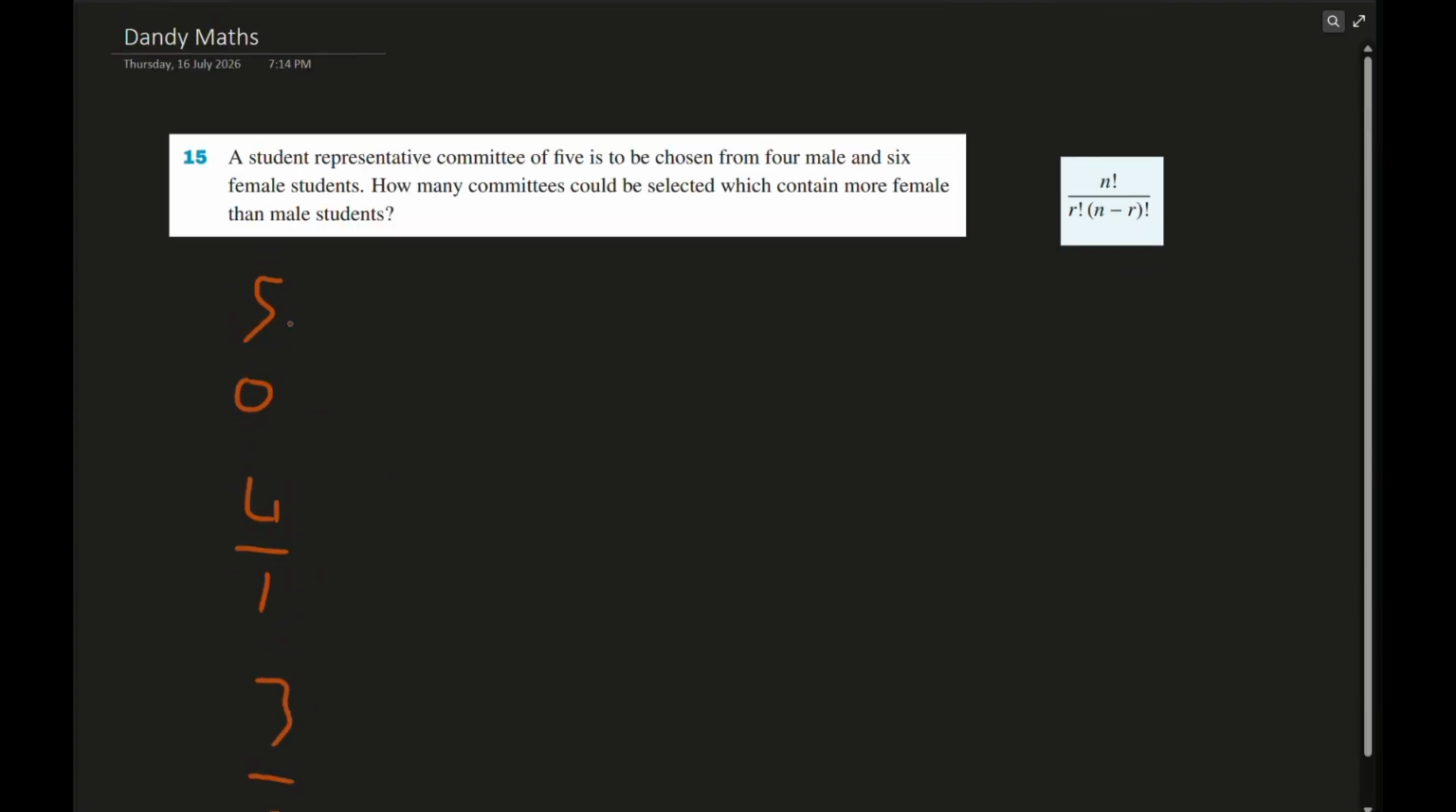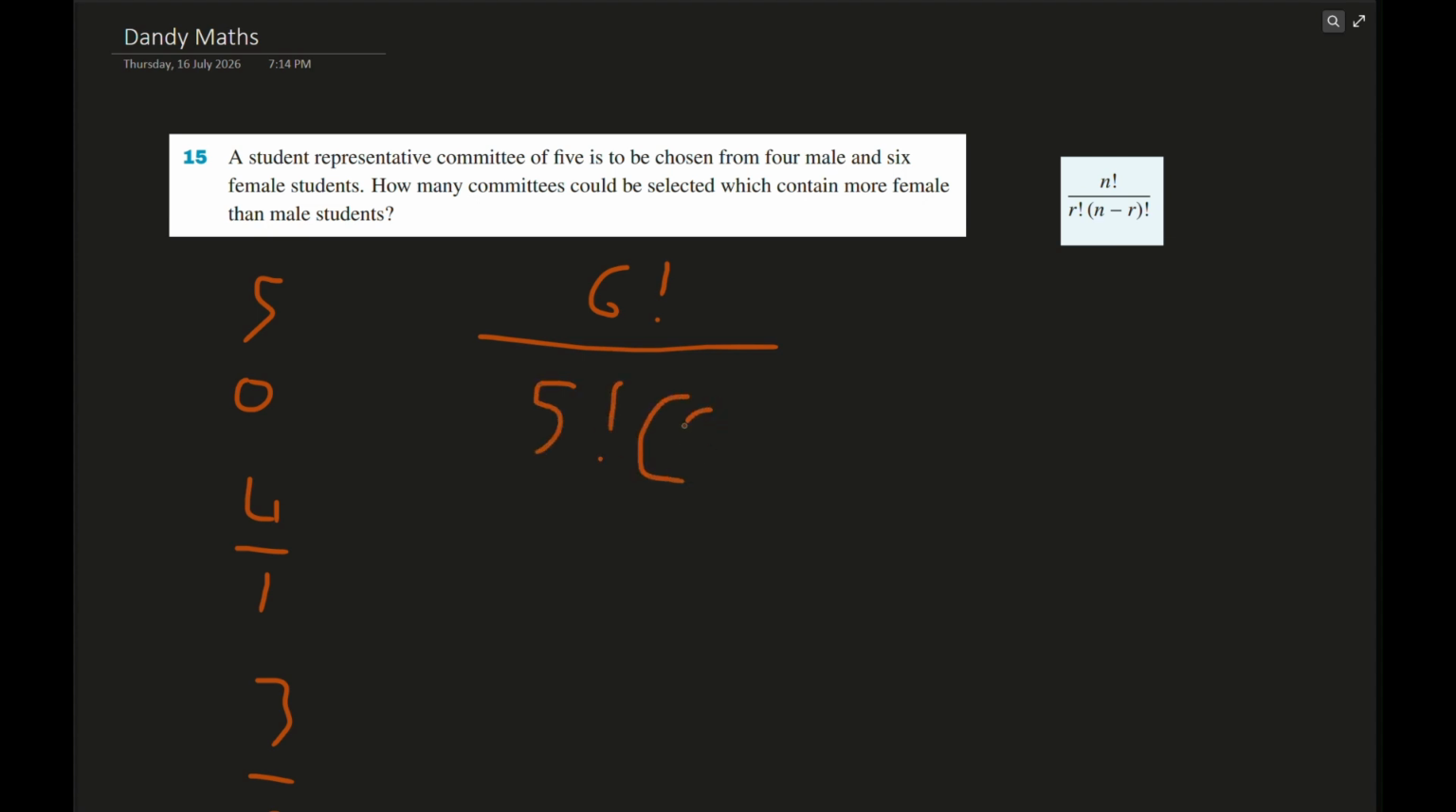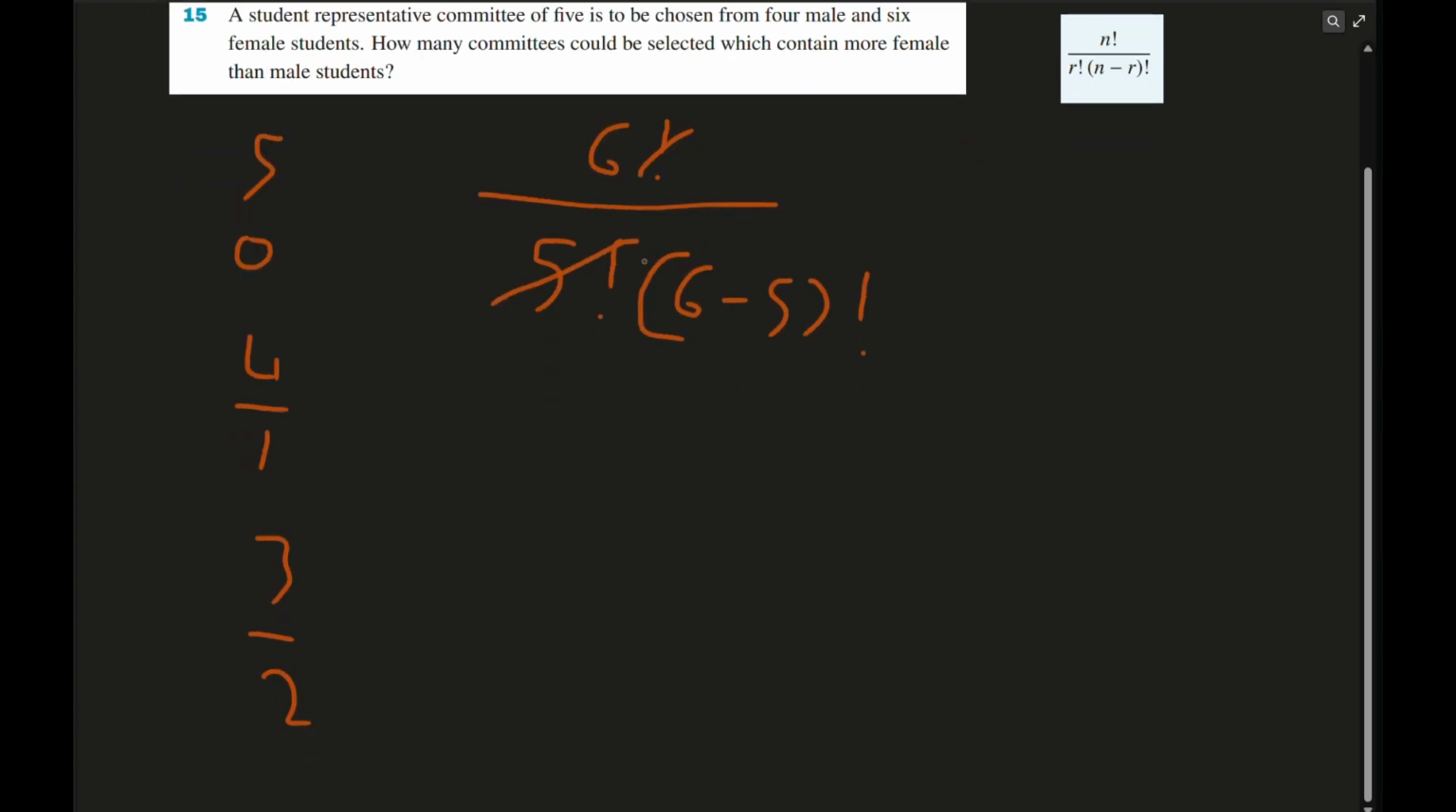So to get 5 females from 6 female students, we would have to use the combinations formula, which is 6 factorial over 5 factorial times (6 minus 5) factorial. Now when you evaluate this, obviously it's 6 times 5 times 4 times 3 and so on, so you can get rid of this, you can get rid of this. So then it's 6 over (6 minus 5) factorial, which evaluates to 6.